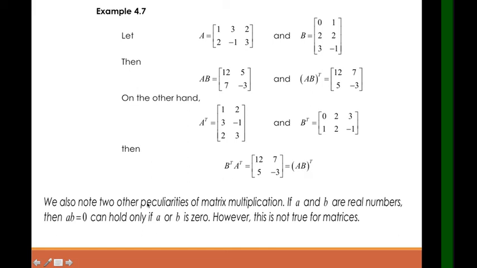We also know that two other peculiarities of matrix multiplication. If A and B are real numbers, then AB is equal to 0 can hold only if A or B is 0. However, this is not true for matrices.